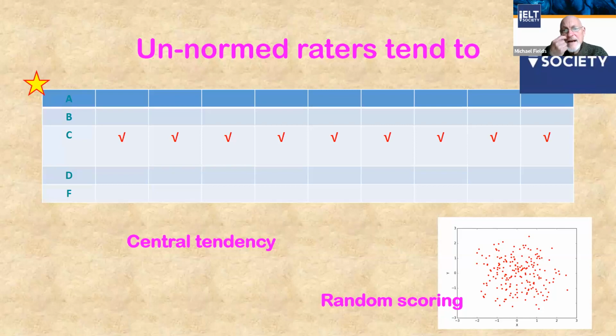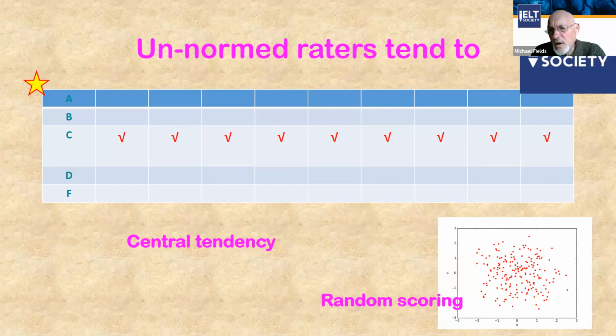Some of them tend to have what's called the central tendency error, where they sort of see everyone as in the middle, and no matter what the performance is, everyone gets kind of the middle score. That's a bit harder, but again, norming can help to overcome that.